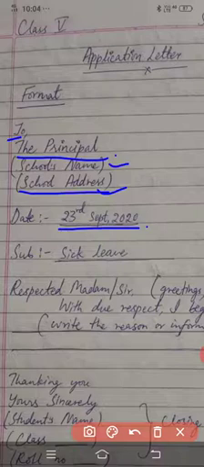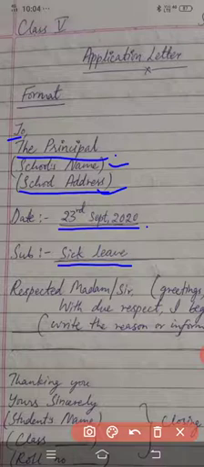Why do you take leave? So you have to write the subject. If you are taking leave on sick, if you are not feeling well, then you can write sick leave. Then if you have some other work, you can also write urgent leave. If you don't want to tell your school principal why you are taking leave, you just write urgent leave, or you can just write personal leave, etc.